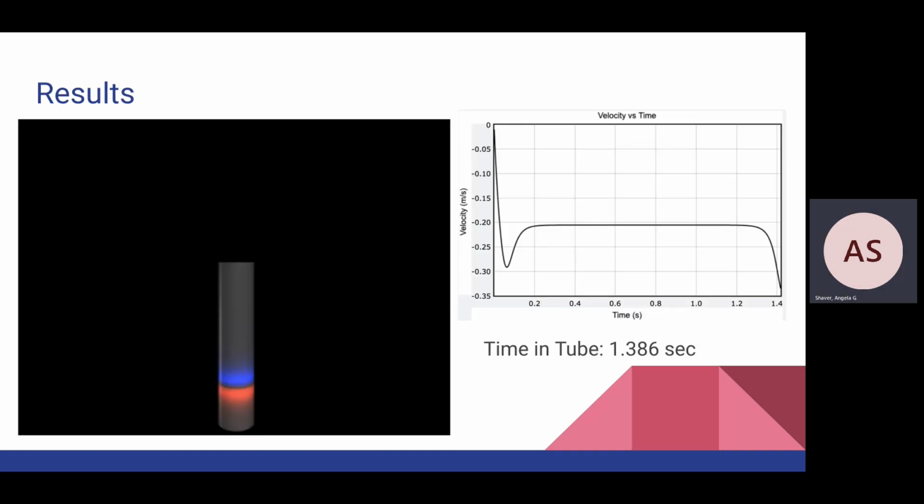Here are the results from this GlowScript model. On the left side of the screen, you can see the magnet as it's falling down the tube. And then on the right side of the screen, you can see the graph of velocity versus time. The amount of time that it took the magnet to fall through the tube from the model was 1.386 seconds.